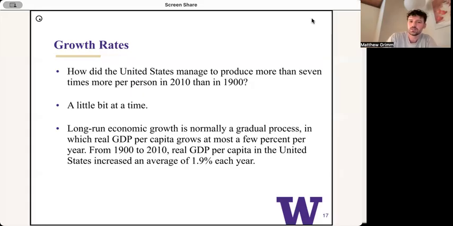So, from 1900 to 2010, real GDP per capita in the United States increased an average of 1.9% each year. And it says each year, so that means the average growth from 1900 to 1901, 1901 to 1902, and you go on, you add all these up and you divide them by the number of years. That's how we got this metric right here.